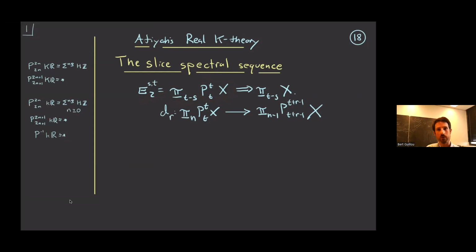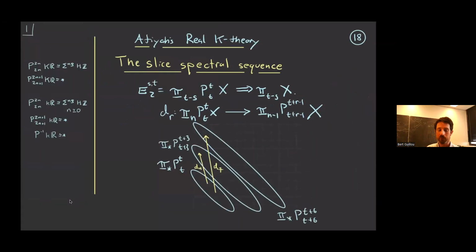But it turns out to match up with the atoms indexing, and so that's why they went with this. Anyway, with this particular choice, the differential goes to the left by 1. So pi n goes to pi n minus 1, and we go from the t slice to the t plus r minus 1 slice. That's much easier to think about graphically. And so this is kind of the situation.